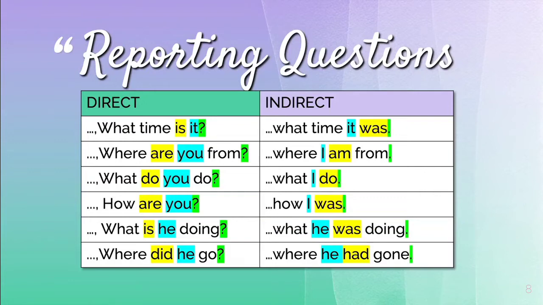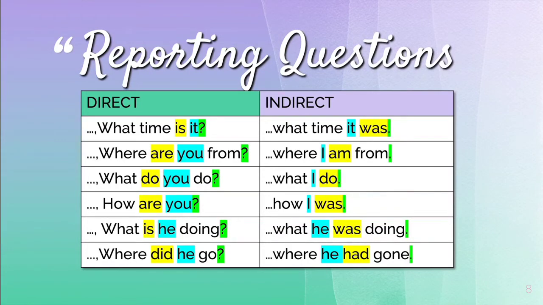So for a sentence such as "What time is it?", the indirect sentence would be "what time it was." Notice the way I say it, what time it was. Now first is the pronoun, it, and then is the verb, was. The punctuation, instead of a question mark, is a period. In our next example, "Where are you from?", the indirect sentence would be "where I am from."